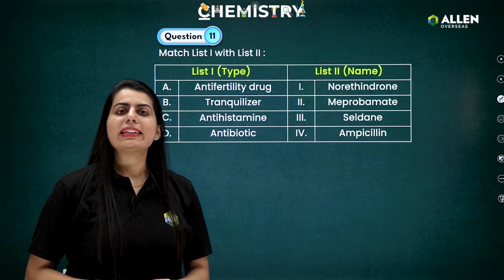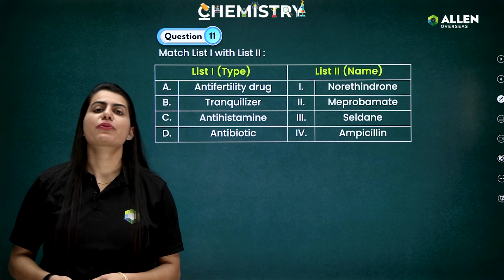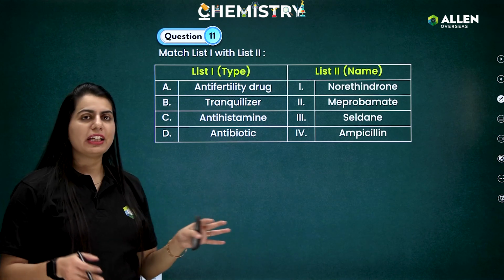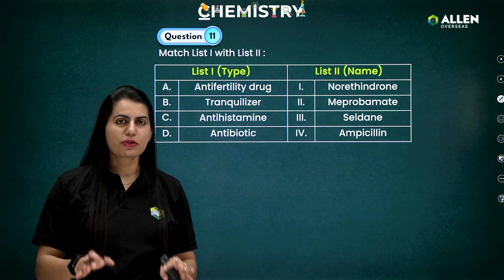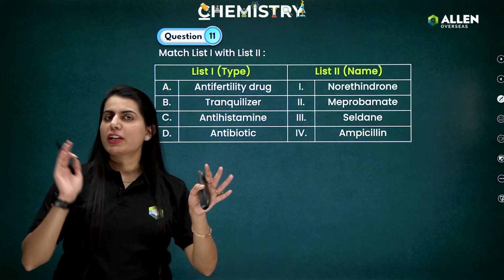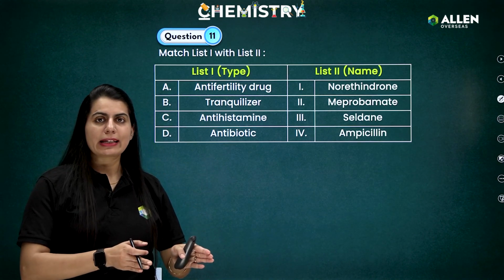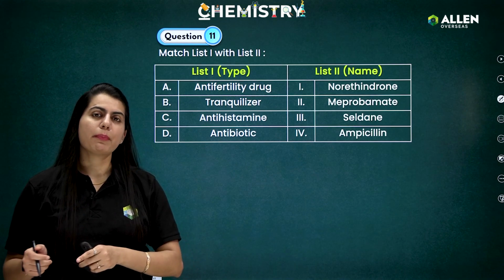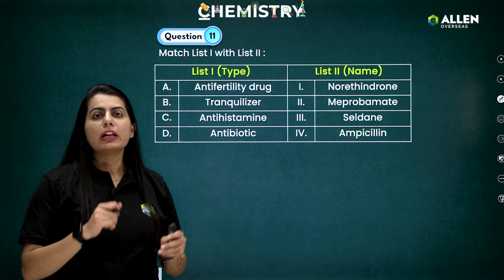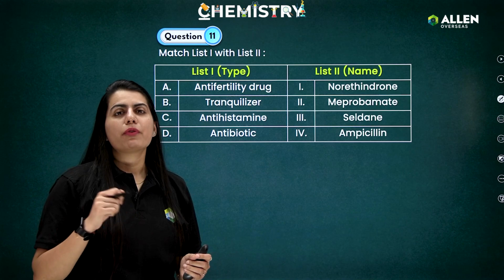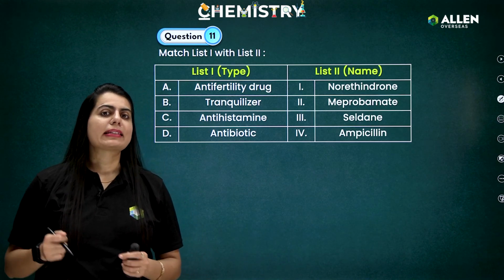Alright students, so now let's discuss question 11, which is from chemistry in everyday life. You need to keep in mind that this chapter also plays a great role, because here you just need to memorize the drugs and which classification they belong to, and therefore these are the questions from which you can encash the marks easily.